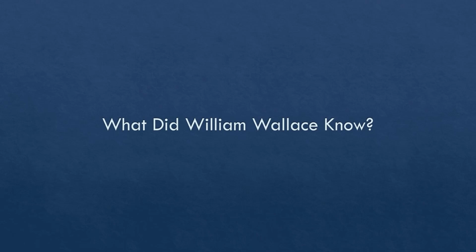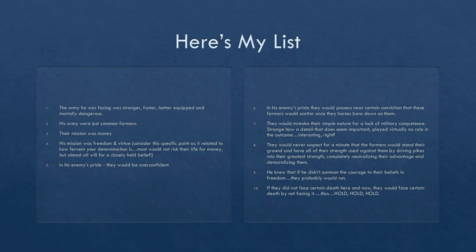Got it? Here's my list. Number 1, the army he was facing was stronger, faster, better equipped, and mortally dangerous. Number 2, his army were just common farmers. Number 3, their mission was money. Number 4, his mission was freedom and virtue.